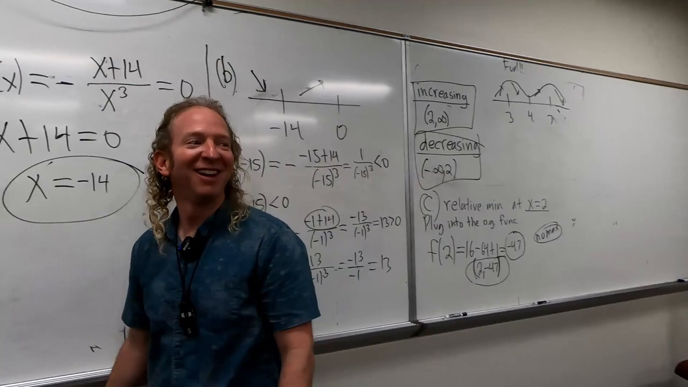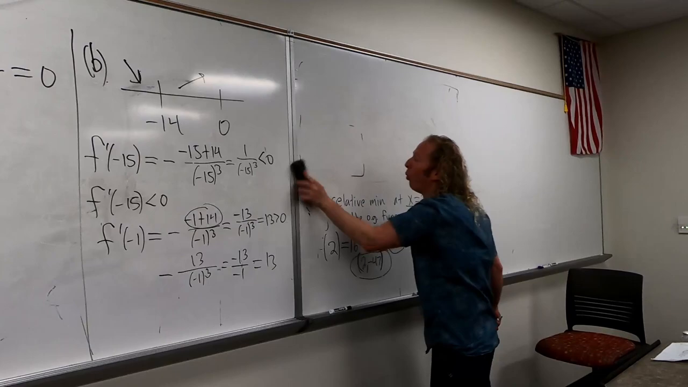All right. What's a nice number bigger than 0? 1. Let's do it. So f prime of 1.